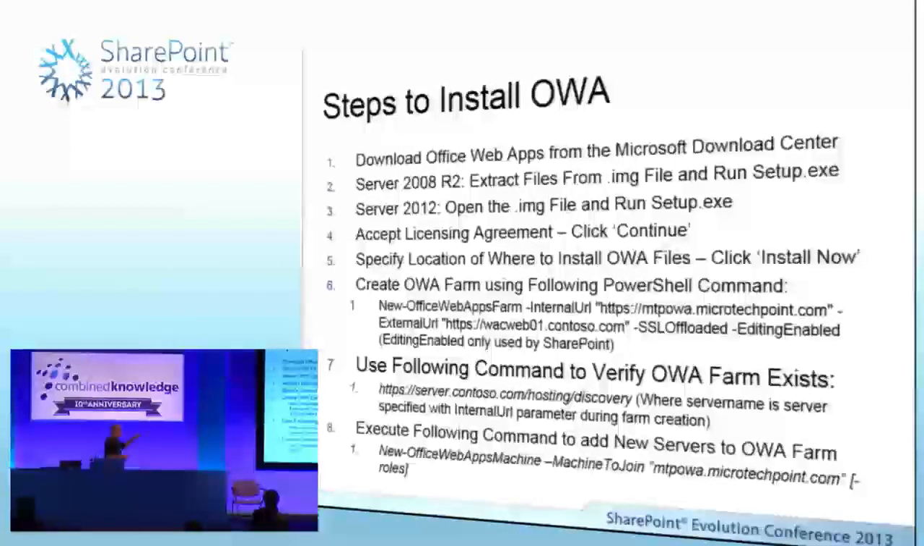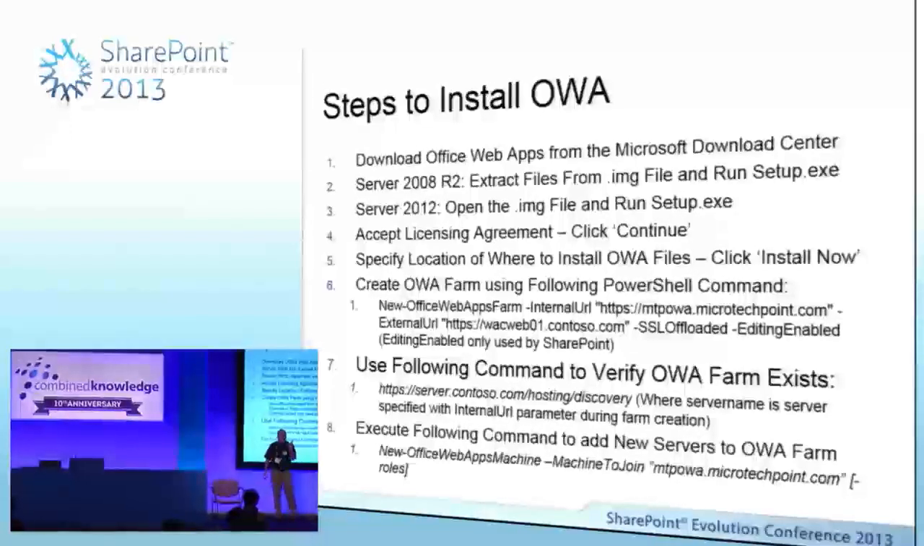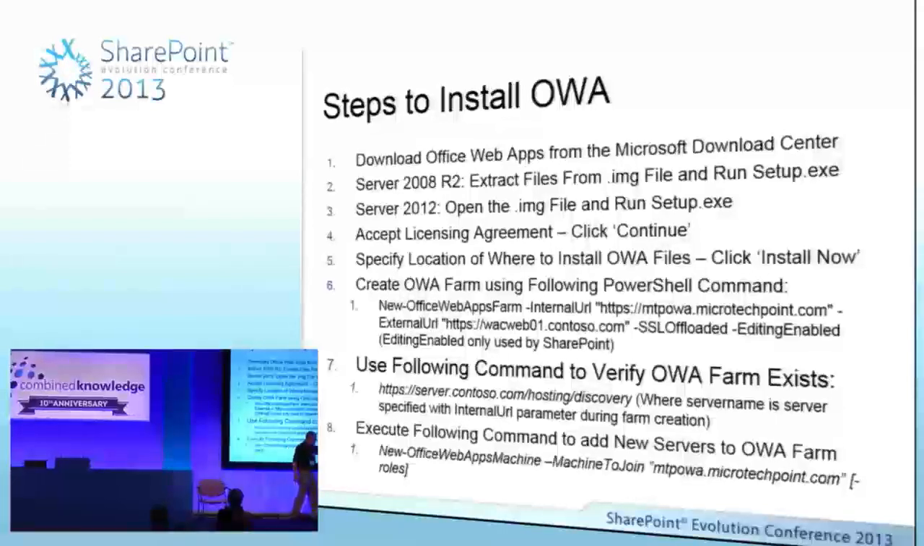So the first one, I'm going to create my master server. I use New-OfficeWebAppsFarm. And when I'm adding additional servers, because I want to use network load balancing or I want to have specific roles in some of those servers, I'm going to use the New-OfficeWebAppsMachine, okay? I'm going to execute that on the machine that I want to join. So New-OfficeWebAppsMachine, and then -MachineToJoin.